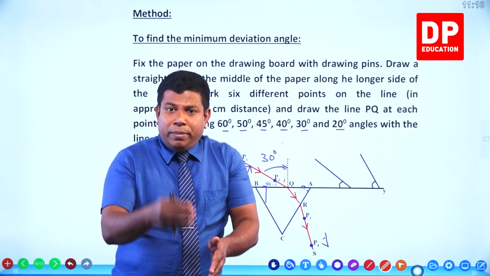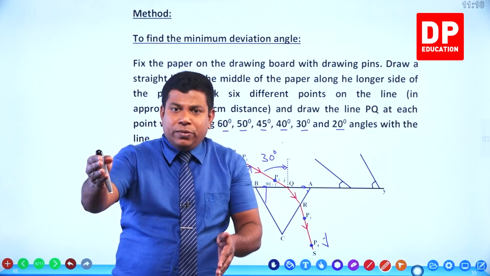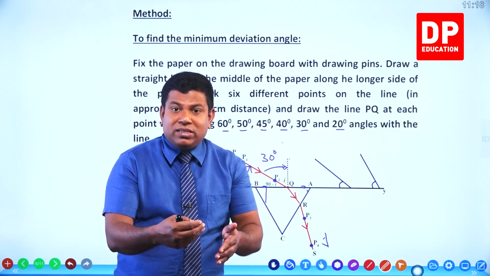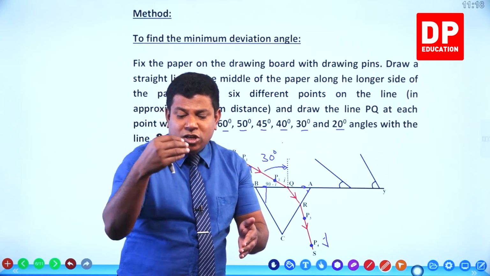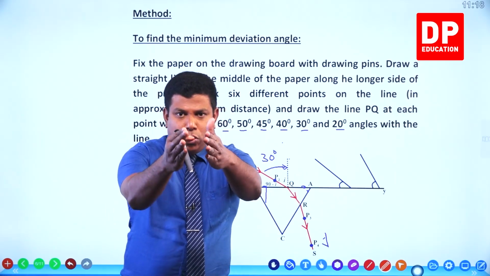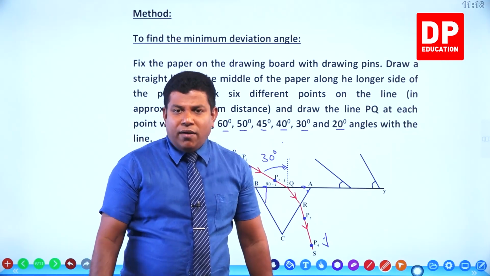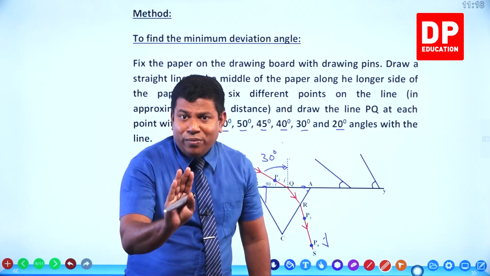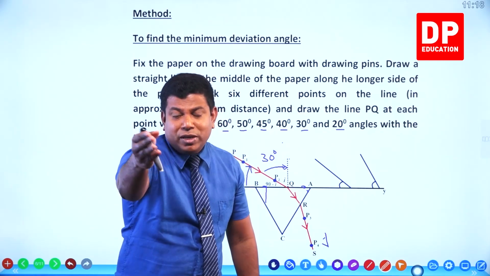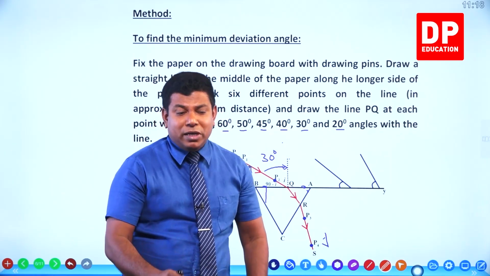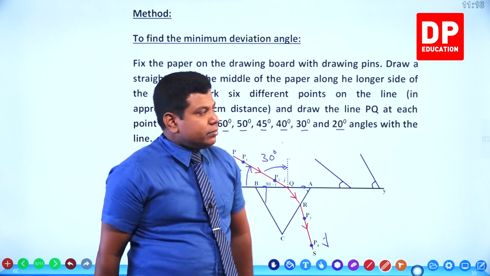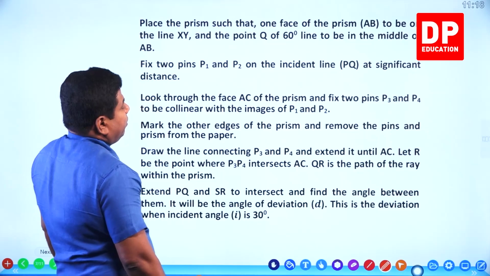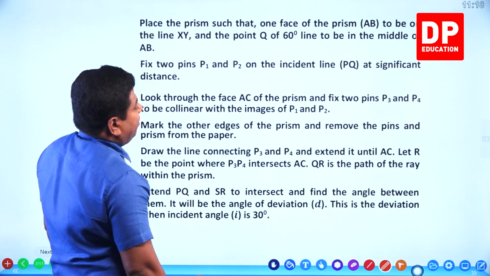What are the four? P1's image, P2's image, the new pin P3 you are fixing, and the new pin P4 you are fixing. P1 image, P2 image, P3, P4 all should look like the same straight line. After you finish fixing P4, when you look, you must see only P4. P3 or P1's, P2's images you must not be able to see because they are all in the same straight line. I'll show that in the experiment. Look through the AC and fix it.